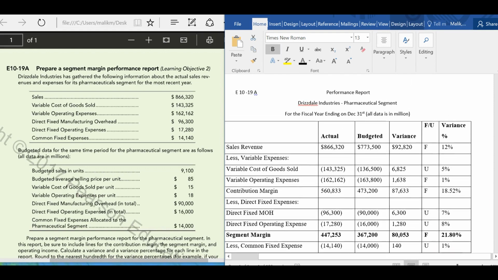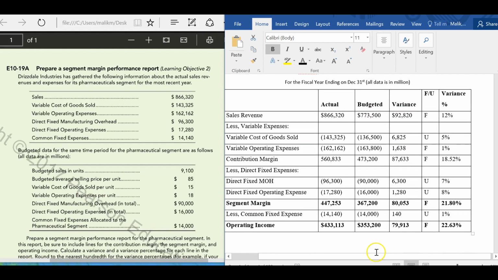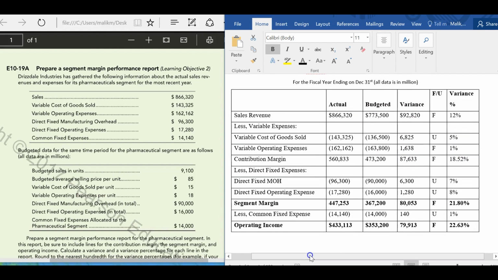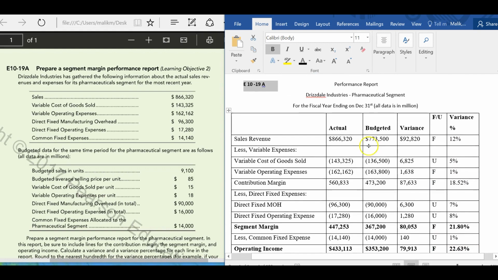And that's your problem. So you need to do basically two income statements, then find out the difference, then identify whether it's a favorable or an unfavorable one, and then express it in terms of percentage. So that's your problem. Please do another homework problem.